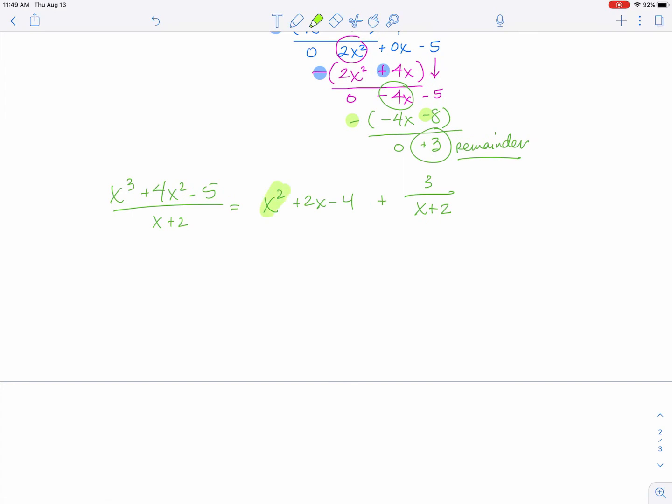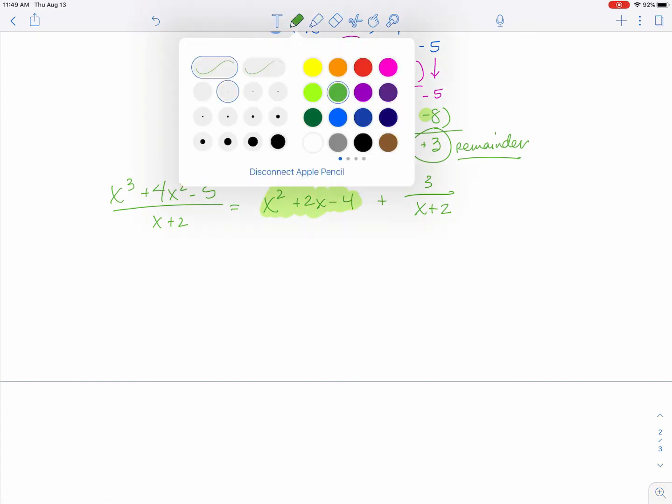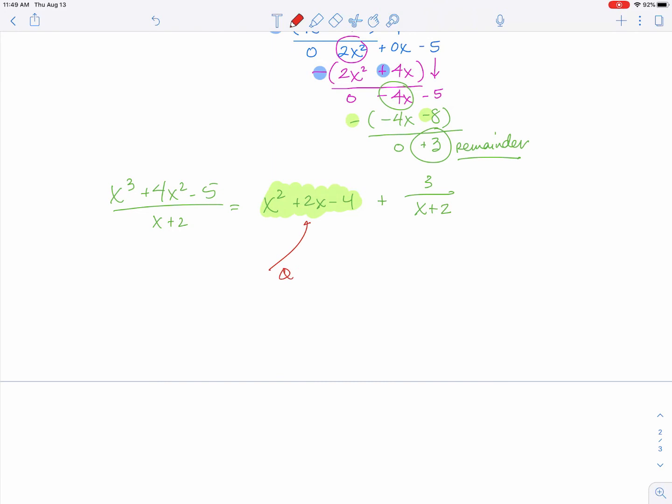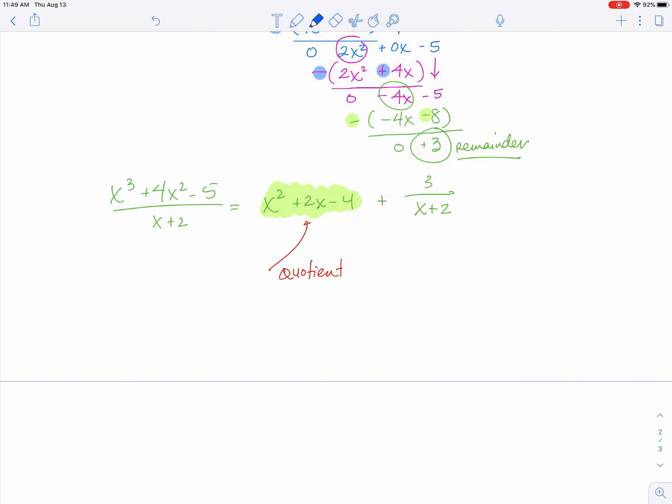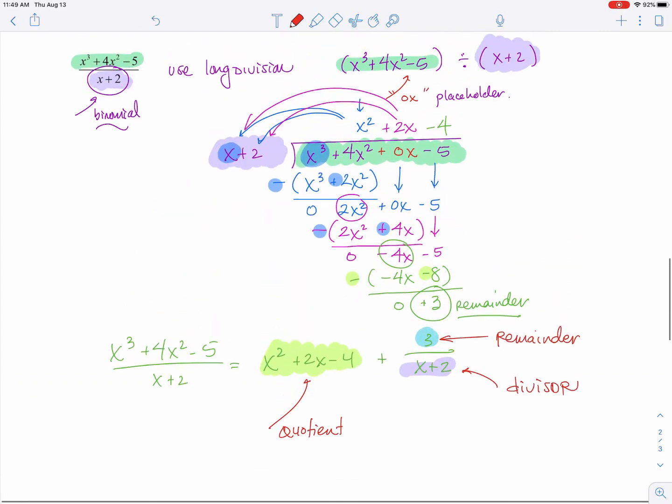So this is called the quotient. Oh, that's hard to see. Let's go with some pastels, man. This is the remainder and this is the divisor. And that's it. Some long division, man.